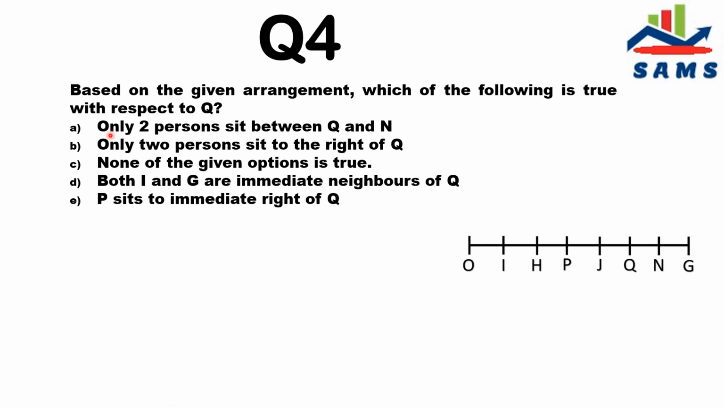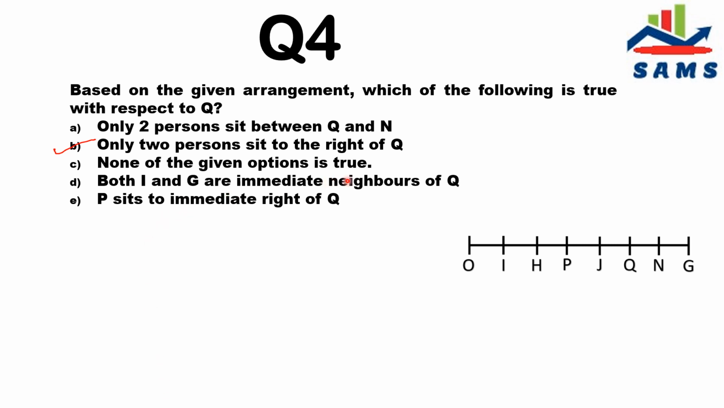The fourth question says, based on the given arrangement, which of the following is true with respect to Q? So first let us identify where Q is. This is Q. So only 2 persons sit between Q and N. If we look at Q and N, there are no 2 persons sitting here, so obviously option A is wrong. 2 persons sit to the right of Q. Are 2 persons sitting to the right of Q? Yes, that seems to be correct. So most probably B should be the correct answer, but we'll still check with the other options.